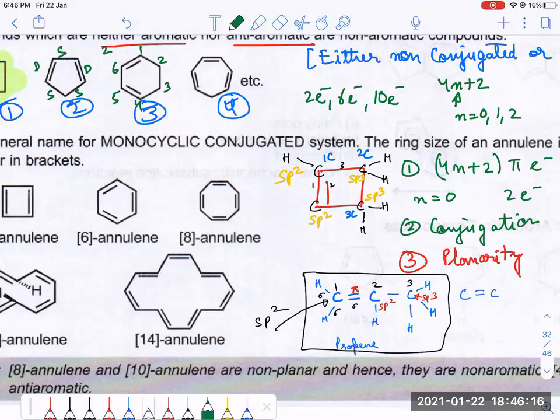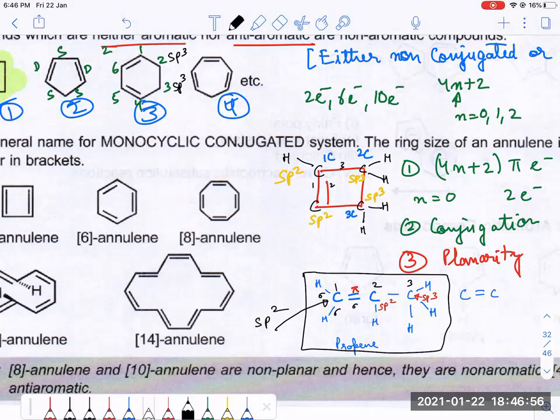First of all, planarity is not satisfied. Why? Because 2 and 3 are sp3, while all the others are sp2. 1, 6, 5, 4 are sp2. So, not planar. What about the 4n plus 2 rule? 4 electrons are there, so it is not following that as well. What about the conjugation? Partially conjugated, not complete conjugation. Let me also tell you about the 10 pi electron rule, the anti-aromatic one. No, it is not anti-aromatic as well.